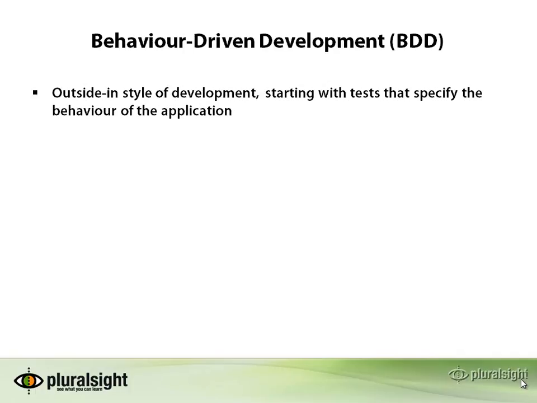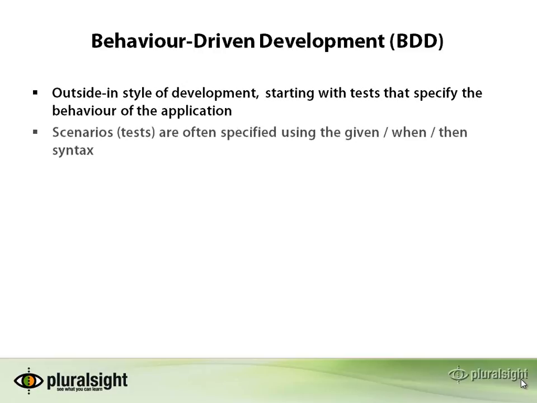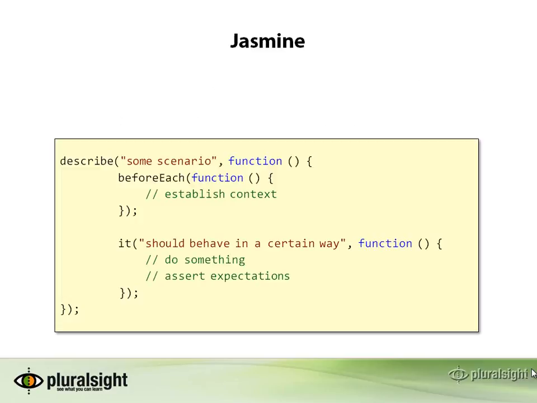Behavior-driven development is an outside-in style of development, starting with tests that specify the behavior of the application. The tests are known as specifications because they specify behavior, and they're written from the point of view of the end user. The scenarios are often specified using the given, when, then syntax, which is a nice neat way to divide tests logically into the context in which the test is being run, the action that occurs, and then a set of observations where we assert that the expected behavior is the actual behavior.